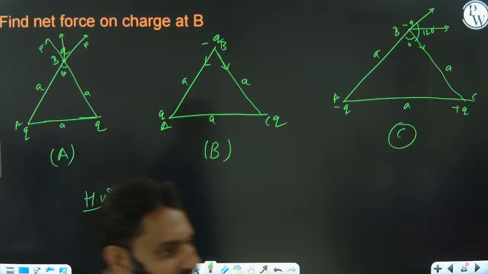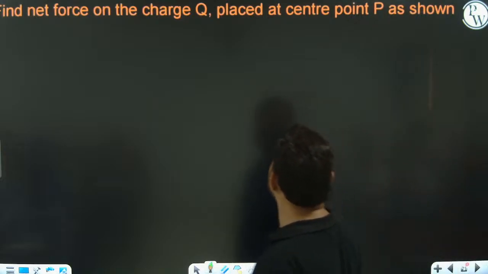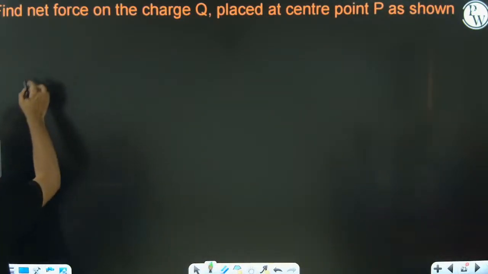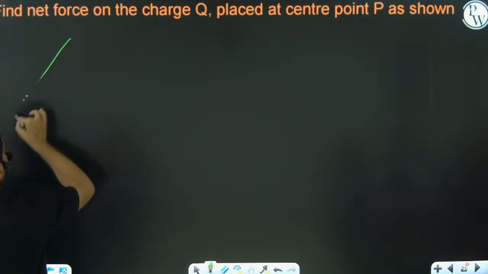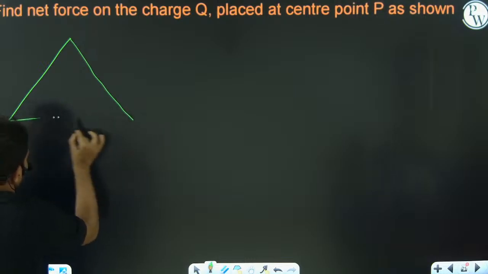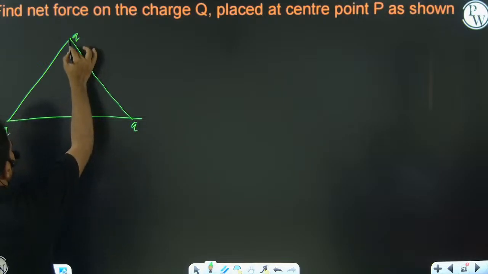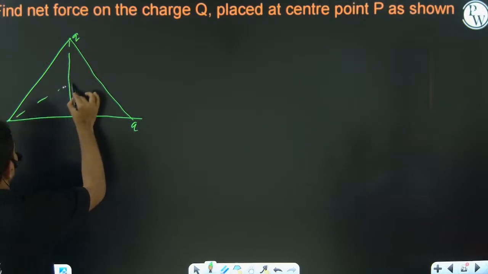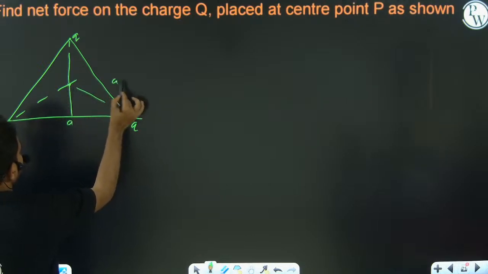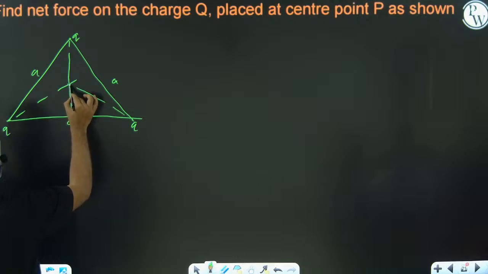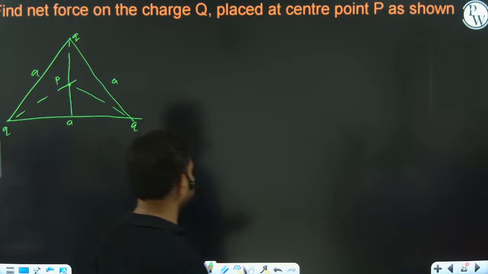I have solved these questions now. Net force on q placed at the center, point P, as shown. Q, Q, Q, and this is the center of the triangle. This is an equilateral triangle, side A, side A. This is the center P. The charge q is placed here. So what is the net force on this charge?